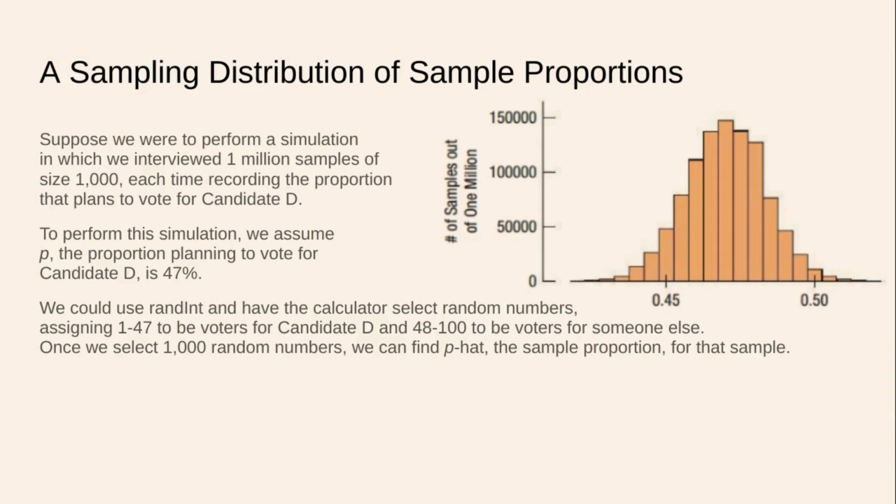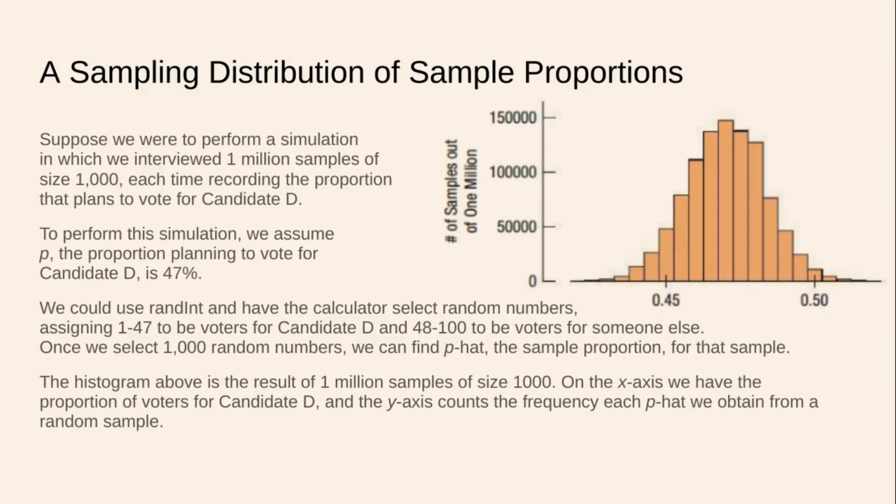Now, this simulation is a lot of work too. Selecting 1,000 random numbers, that's a lot. But with computers that the writers of our book used, they were able to do this quickly and efficiently and produce the graph that you see. That is 1 million simulations of samples of size 1,000. The histogram above is the result of 1 million samples of size 1,000. On the x-axis, we have the proportion of voters for candidate D, and on the y-axis, we count the frequency of each sample proportion we obtain from a random sample.